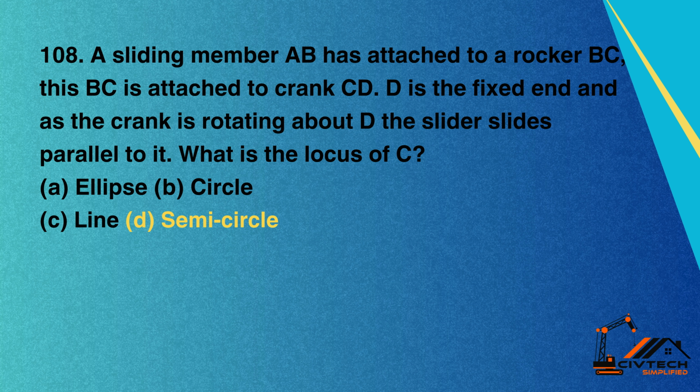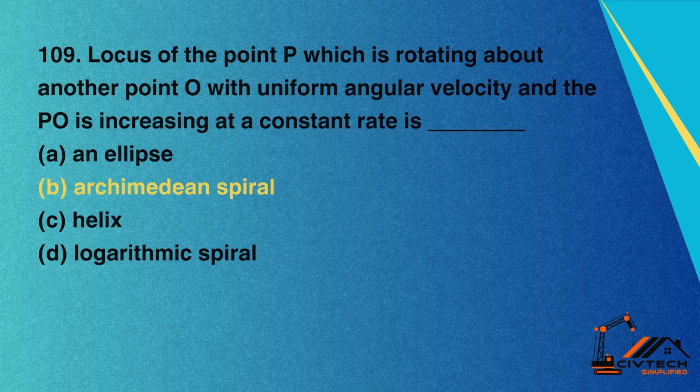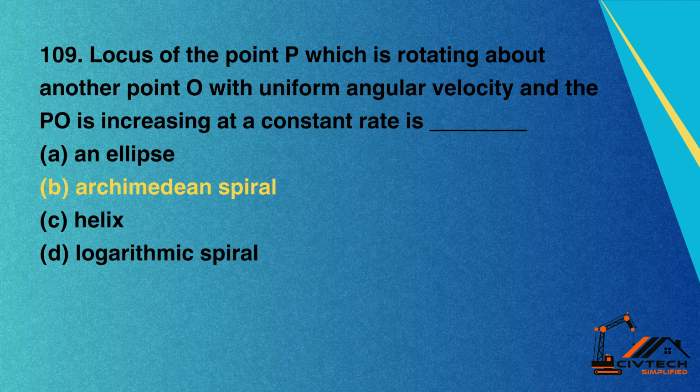108. A sliding member AB has attached to a rocker, BC. This BC is attached to crank CD. D is the fixed end, and as the crank is rotating about D, the slider slides parallel to it. What is the locus of C? A. Ellipse. B. Circle. C. Line. D. Semicircle. Correct option: D. Semicircle.